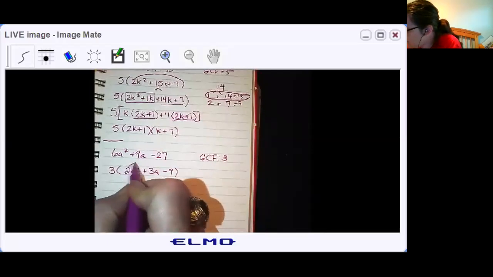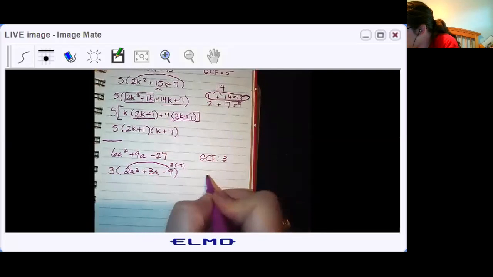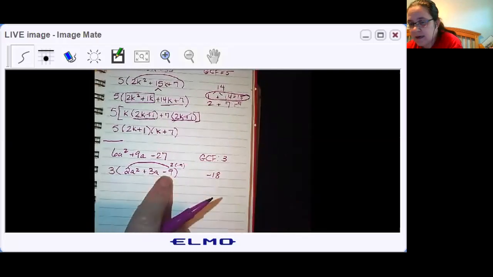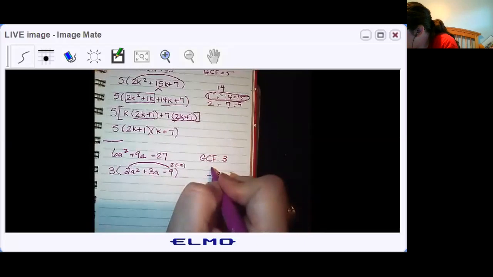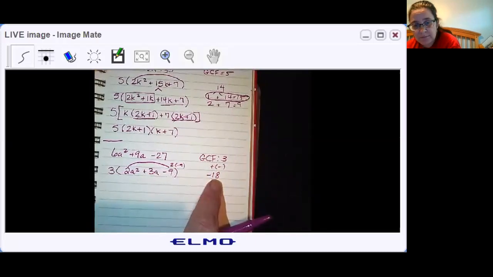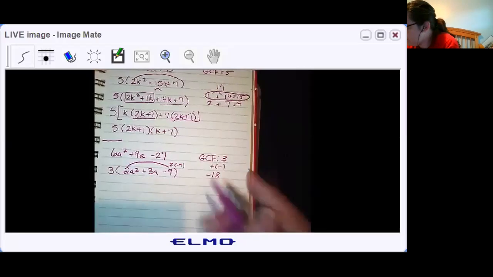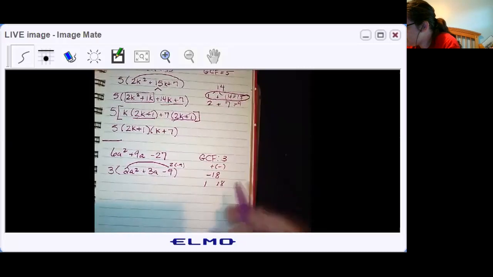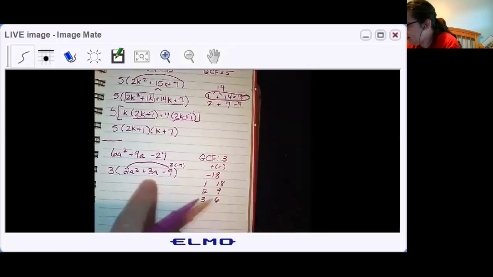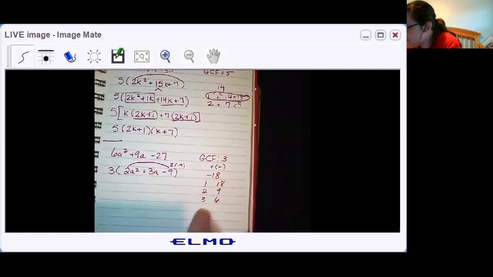So now I'm going to do first times last, 2 times negative 9. I'm going to get negative 18. Negative at the end, positive in the middle, means I've got to have one positive factor and one negative factor. Numbers that multiply together to give me negative 18, add together to give me positive 3. Well, 18 is made out of 1 times 18, or 2 times 9, or 3 times 6. Because this number in the center is positive, the smaller factor is going to be the negative one.